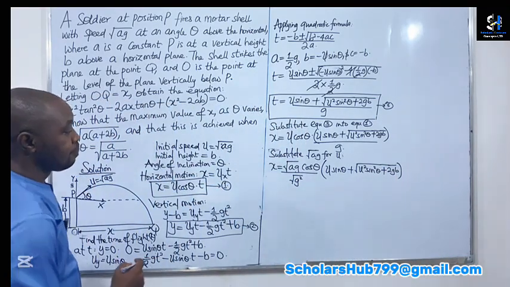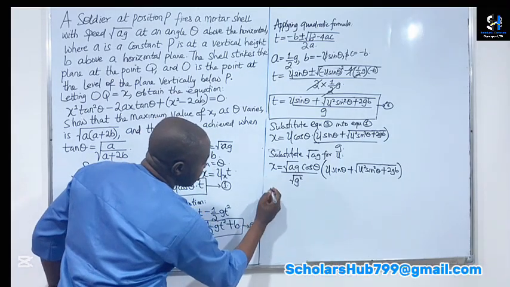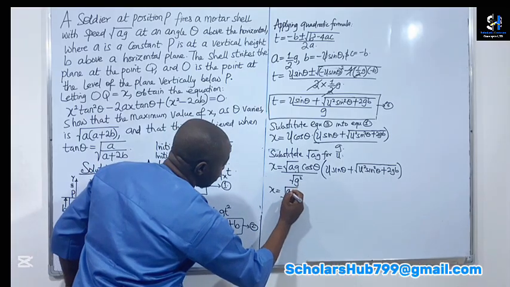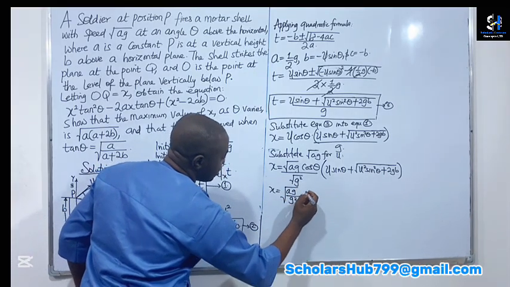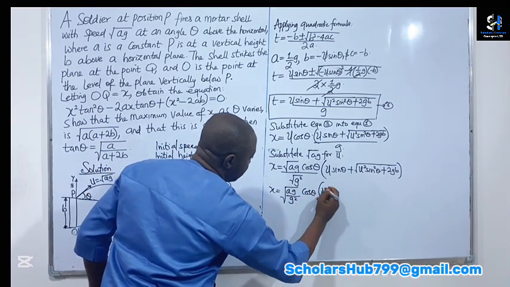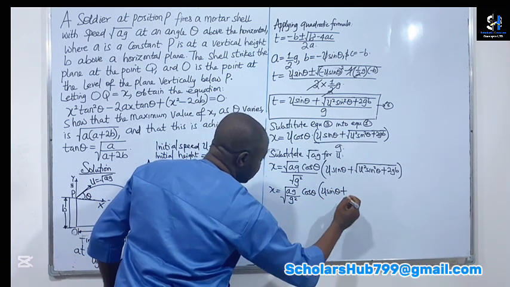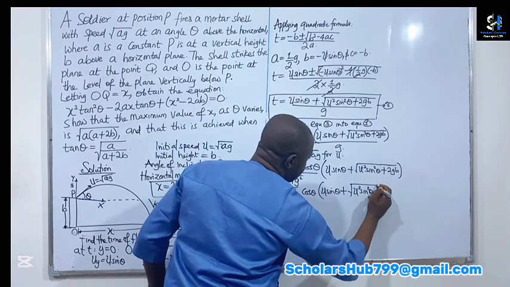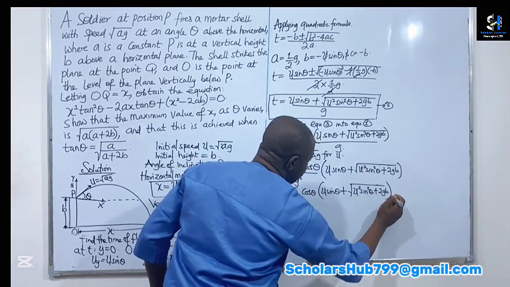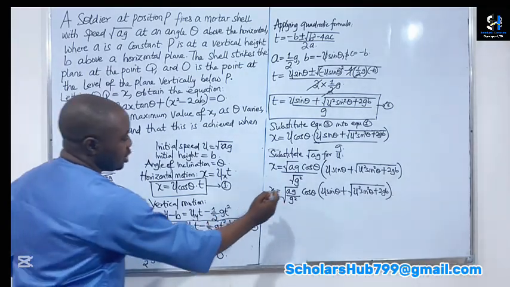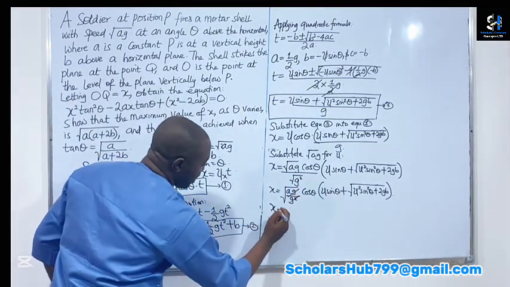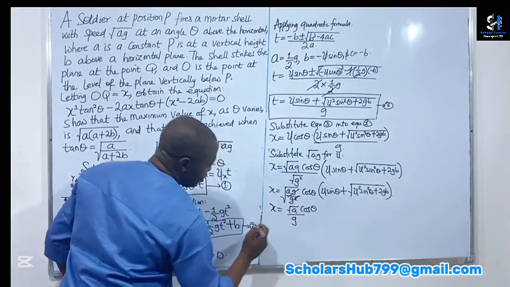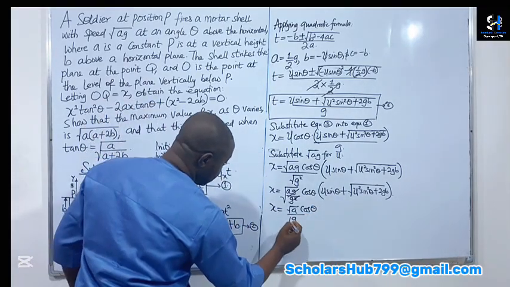Now, because I need to eliminate g in this case, I'm going to have x equals root ag over g squared multiplied by cos theta, open parenthesis, u sine theta plus the square root of u squared sine squared theta plus 2gb, close parenthesis. All right, so this cancels, and we'll be left with x equals root a cos theta divided by root g.